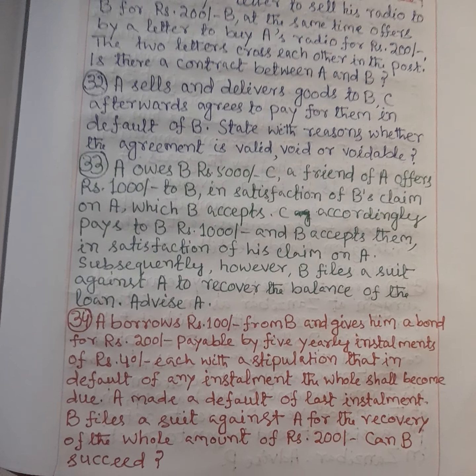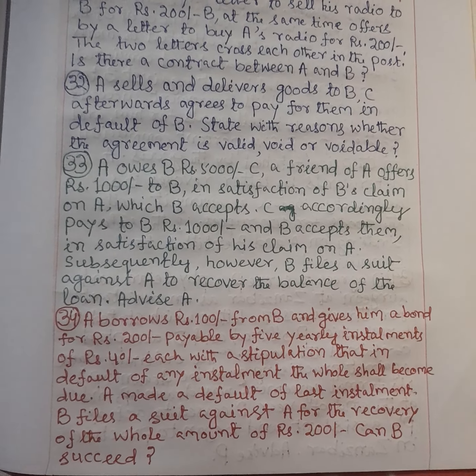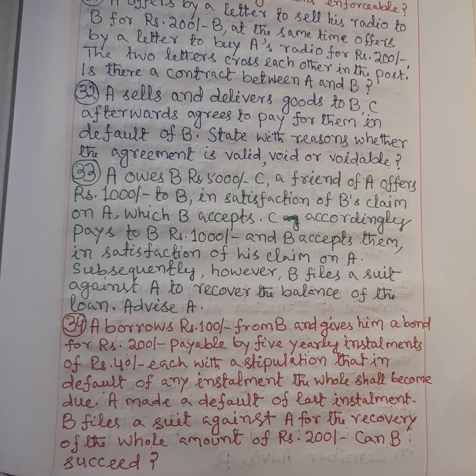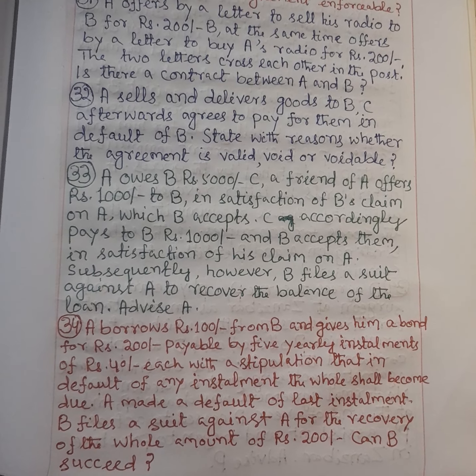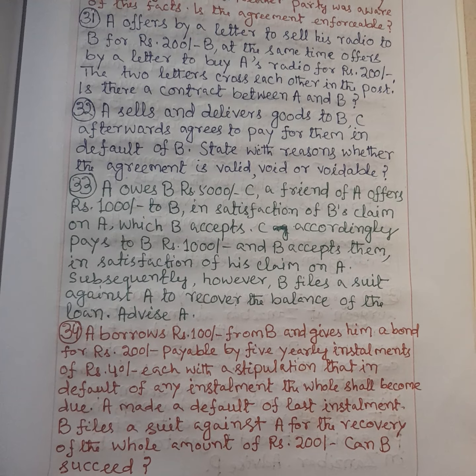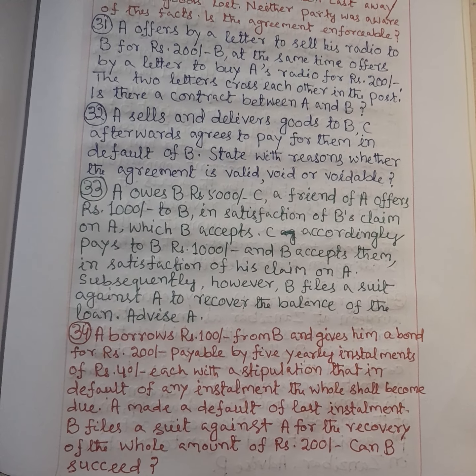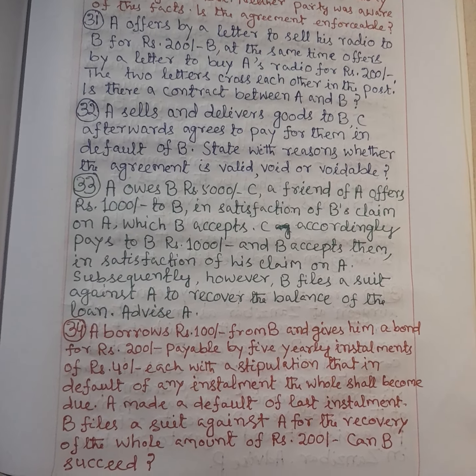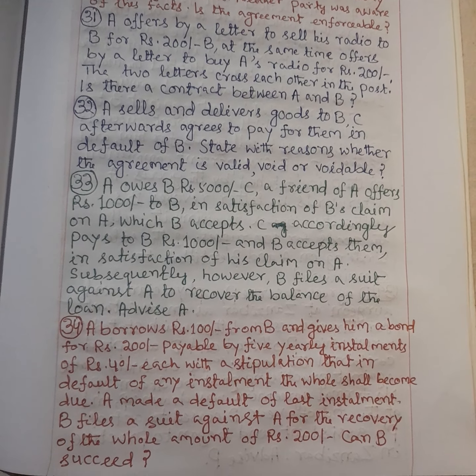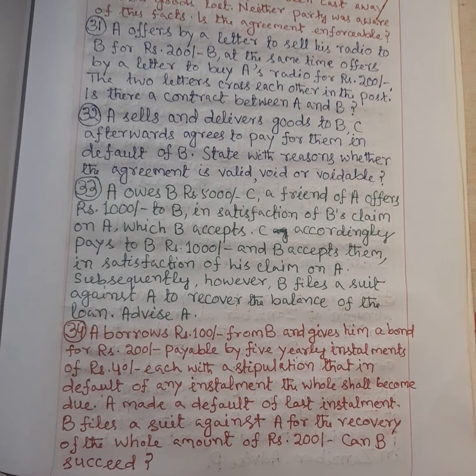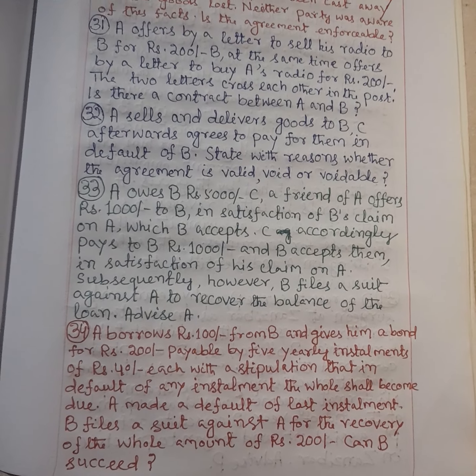So the facts of this given problem are as per the provisions of section 74 of the Contract Act. Here the stipulation is by way of penalty, and when the stipulation is by way of penalty, the court only awards reasonable compensation in the event of A making default of the last installment. B is not entitled to the whole amount of Rs 200. It is left to the court to ascertain the actual loss and award the same, which amount is, however, not to exceed Rs 200.